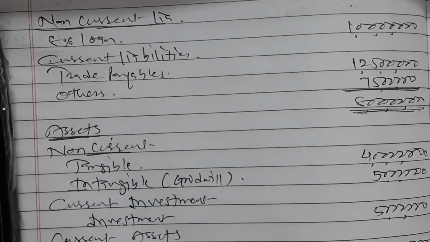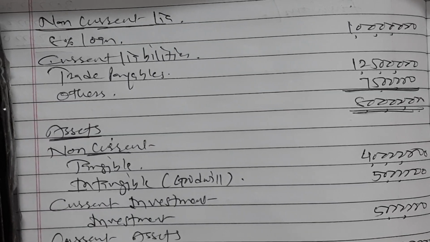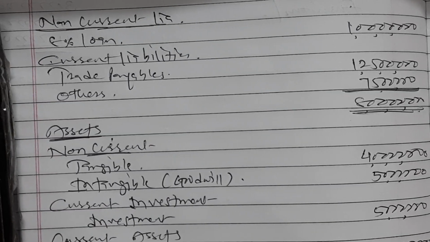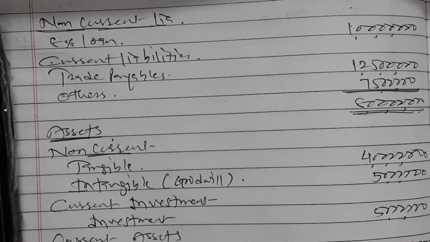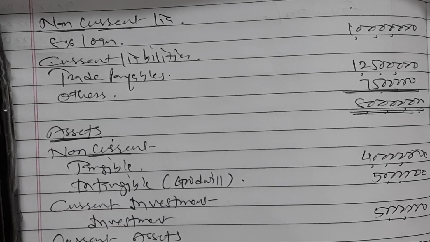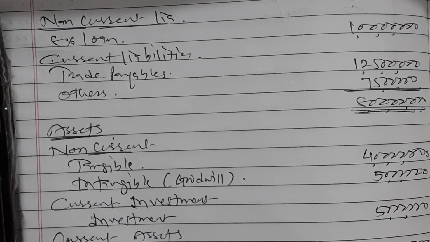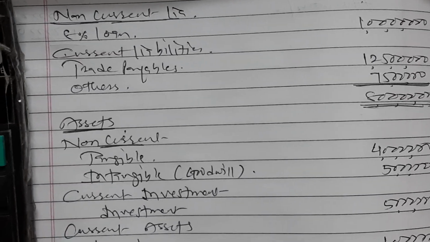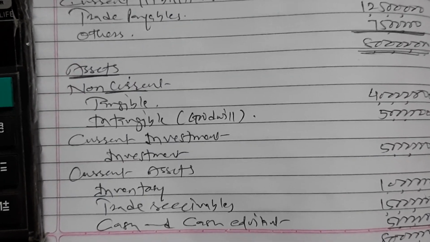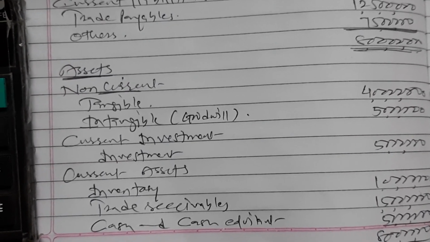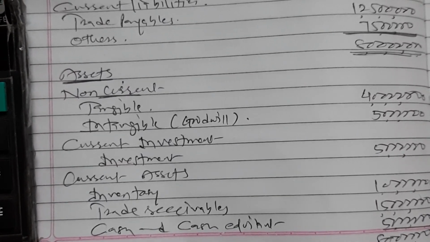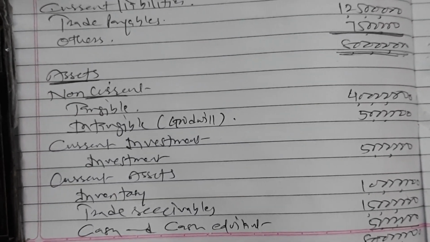While under the heading of assets, non-current tangible assets are 4 crore, intangible which include goodwill 50 lakh, investment 50 lakh, while inventory is 1 crore, trade receivable 1 crore 50 lakh and cash equivalent 50 lakh.